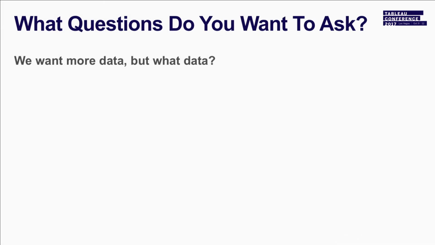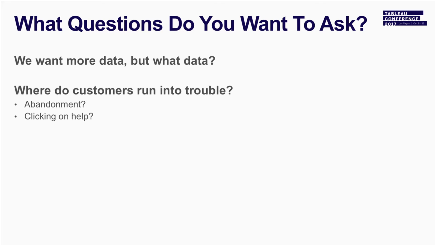Okay, so we know we want some data, but what data do we want? It's good to answer that question. You have to ask what questions do you want to ask with the data? In our case, we'd like to know where customers are running into trouble. For example, where are people abandoning the app? That means closing the browser. Where are they clicking on the help button? Signals like this help us tell if our feature development is on track or not.